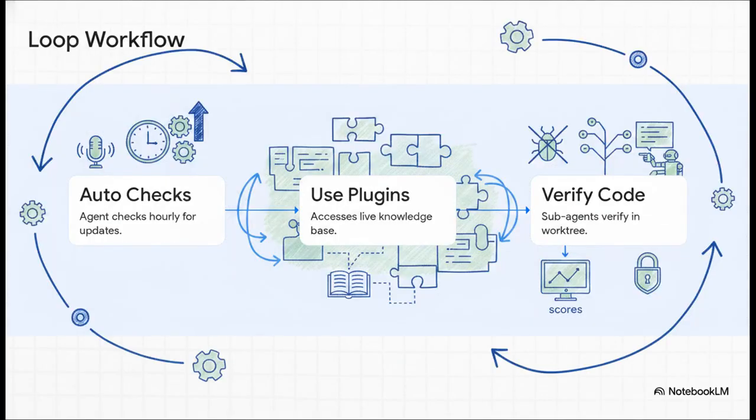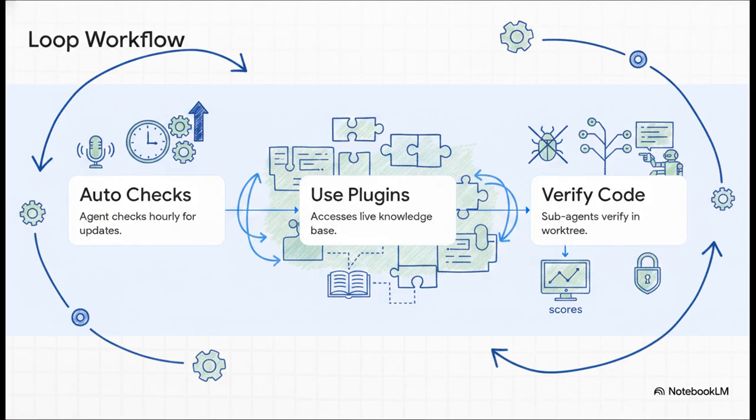So instead of those manual, exhausting prompts, you apply the loop. And this brilliantly illustrates the set-it-and-forget-it nature of loop engineering. You schedule hourly, autonomous checks. The agent seamlessly uses its plugins and skills to access a live knowledge base for the latest scores. And when a bug is reported by a user, the AI actually prompts itself to fix it, spinning up subagents to verify the new code in an isolated work tree so it doesn't accidentally break the live site. The entire loop runs completely outside of human intervention.